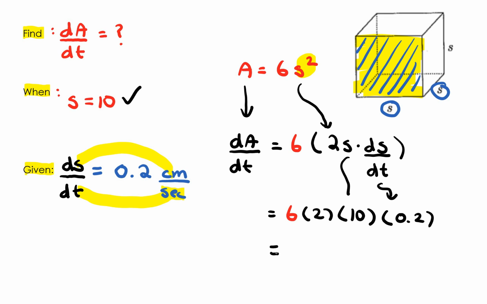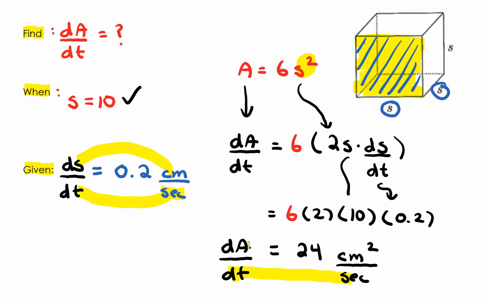If you go to a calculator and multiply all this out, you should get 24. The units will be centimeters squared per second. Remember, we're trying to find dA over dt, so time should be on the bottom, and since we're dealing with area, the units should be centimeters squared. So for part A, the answer is 24 centimeters squared per second.